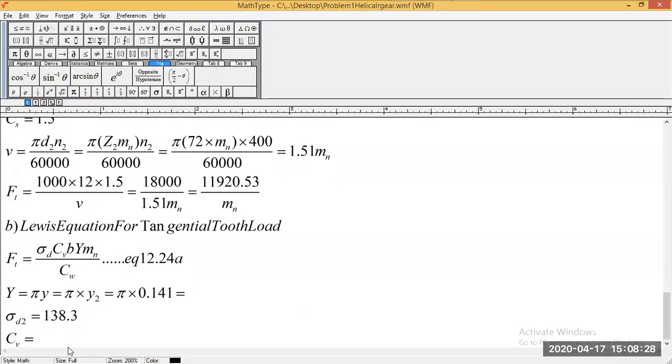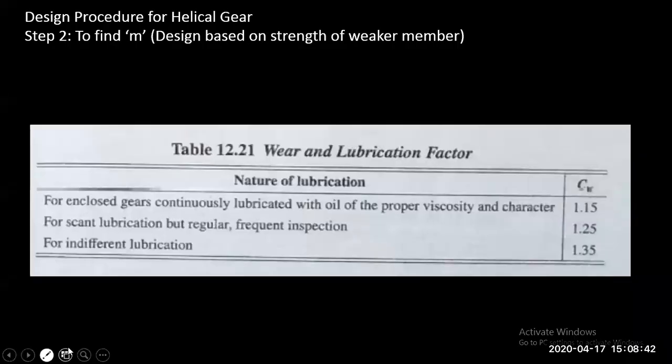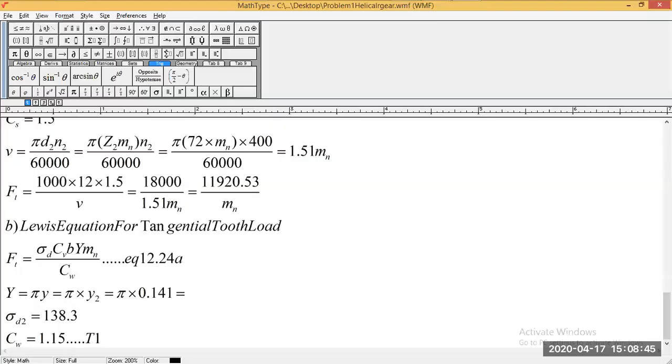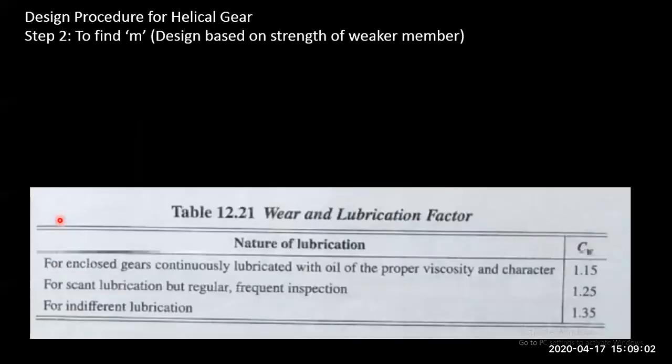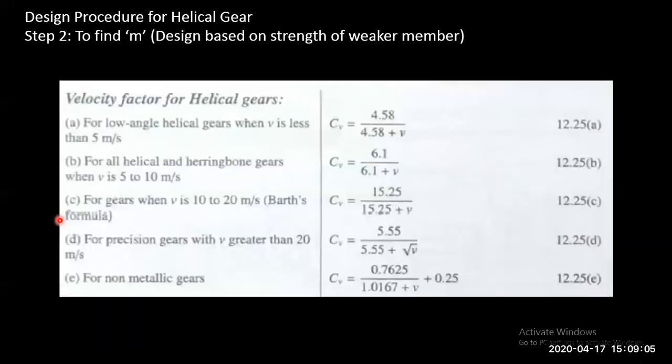Since it is not given, let's take Cw as 1.15. This is assumed, from table 12.21. Then we have Cv. Let's go back to the PPT and see what this is. Next is Cv only. For Cv, we don't have the velocity yet again.